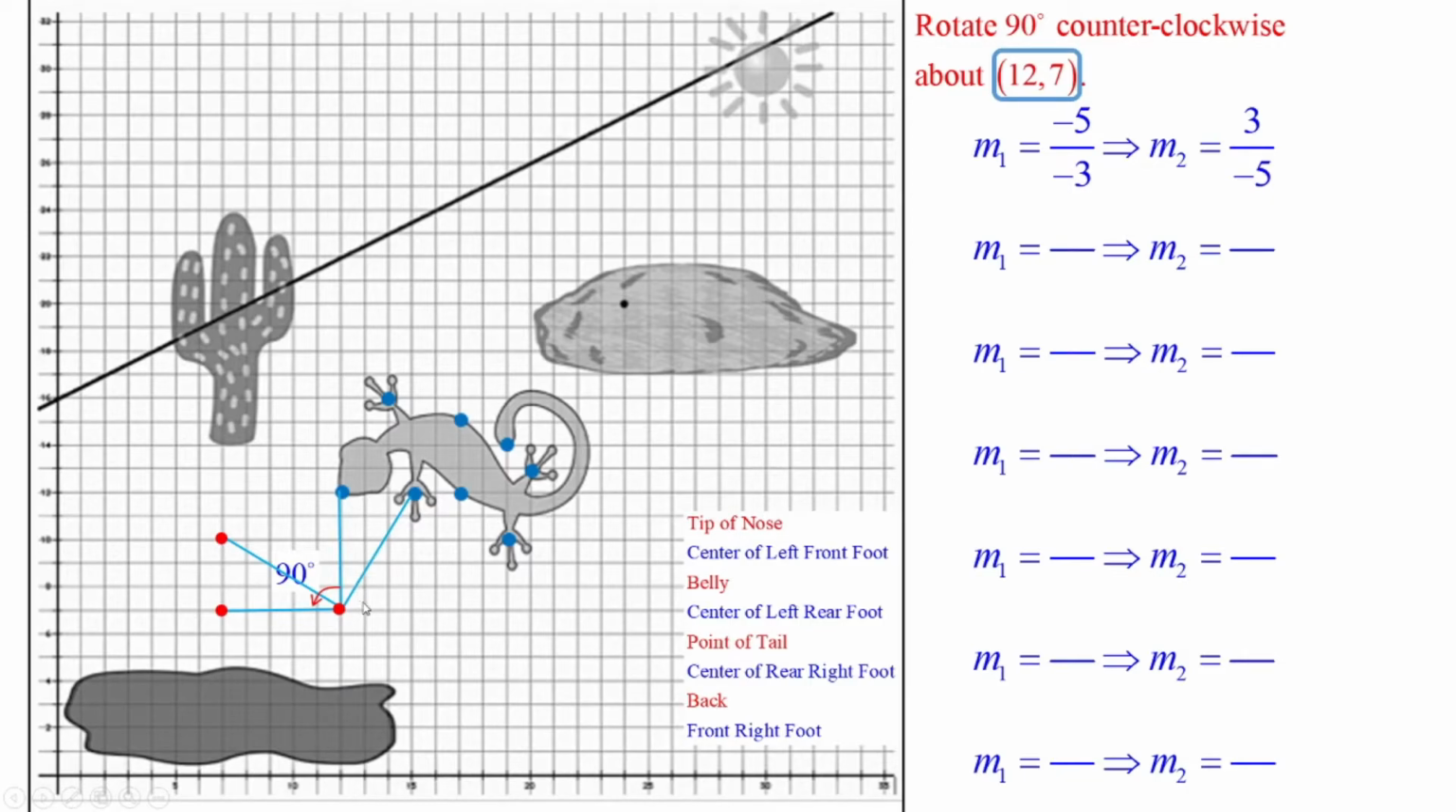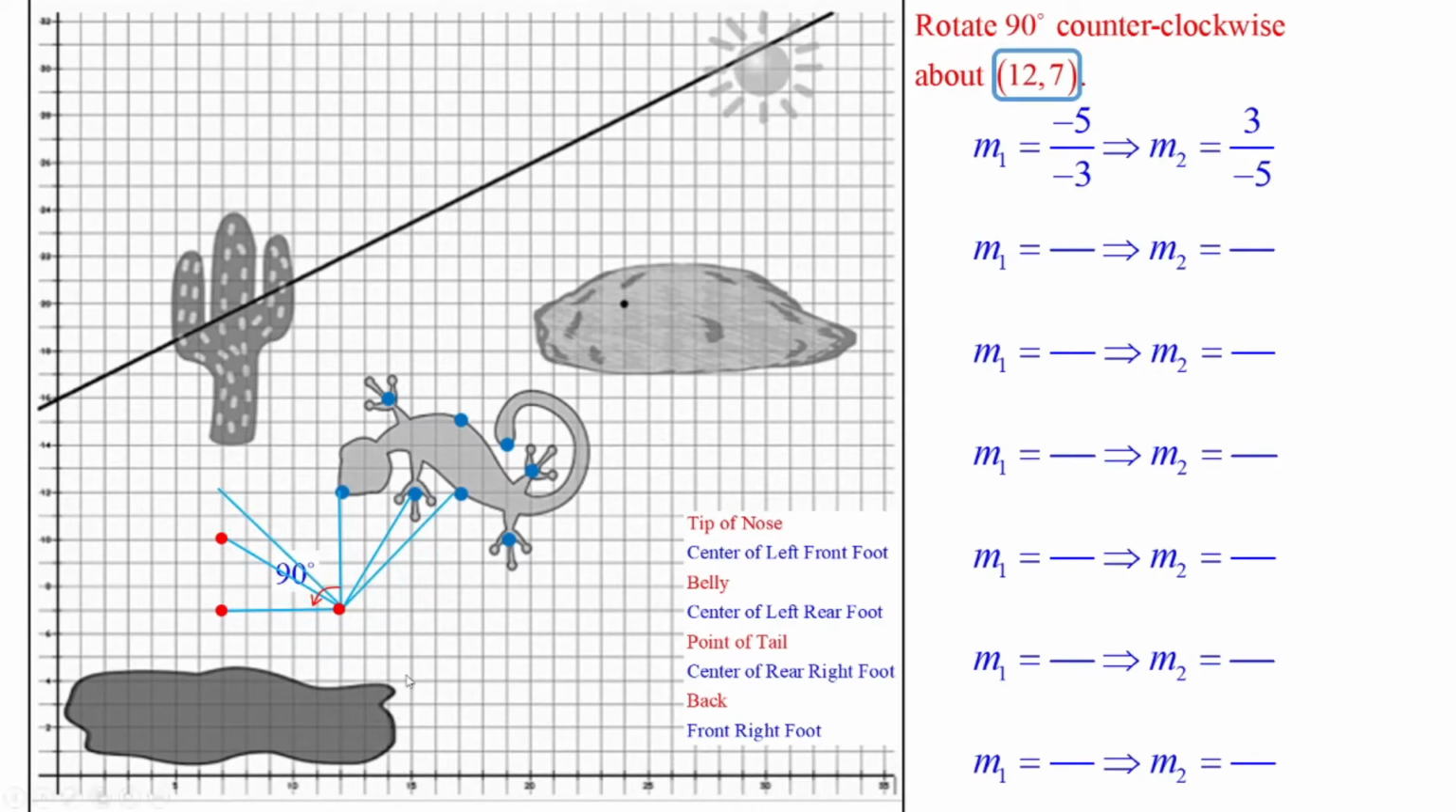Now let's keep doing that again. And where are we at? That was the left front foot. And now I go to the belly right there. And I'm going to do a 90-degree angle with legs that have the same distances. Just like this. All right?